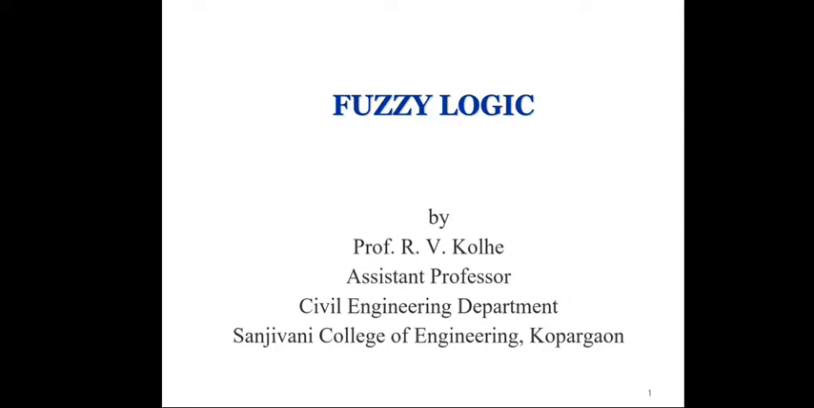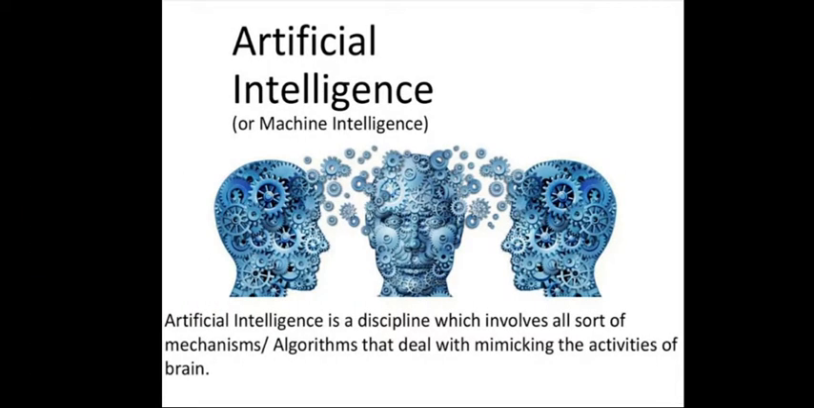In other words, the fuzzy system is one of the best key agents of artificial intelligence. When we talk about artificial intelligence or machine intelligence, let me briefly define what artificial intelligence is. Artificial intelligence is a discipline which involves all sorts of mechanisms and algorithms that deal with mimicking the activities of our brain.